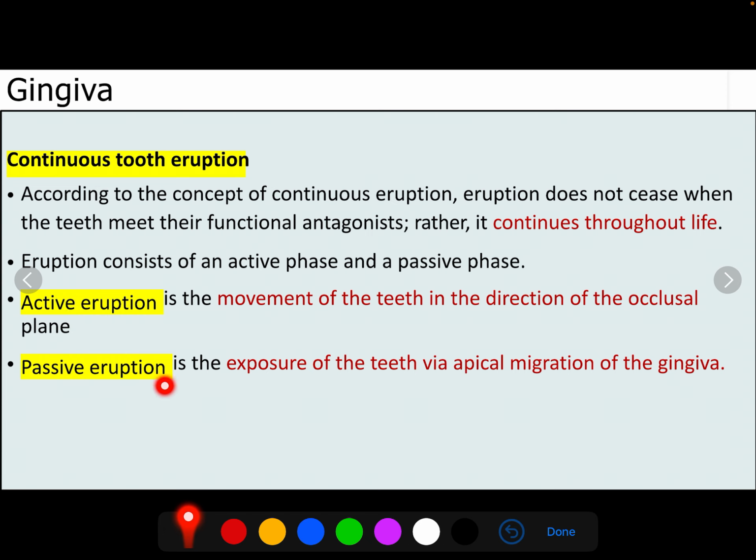Passive eruption means exposure of the tooth via the apical migration of the gingiva. That is, when gingival recession happens, more of the tooth structure is visible. That is not because of the eruption of the tooth, but because of the apical movement of the gingiva. So that is passive eruption.